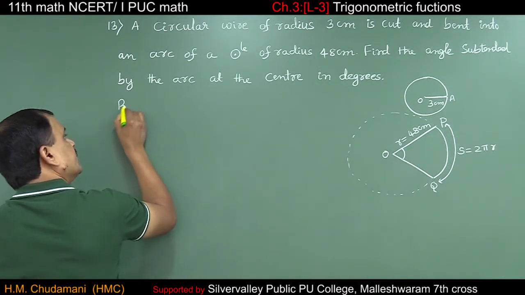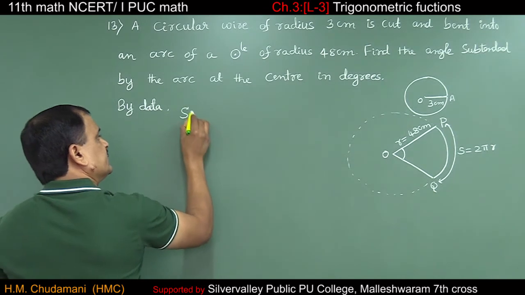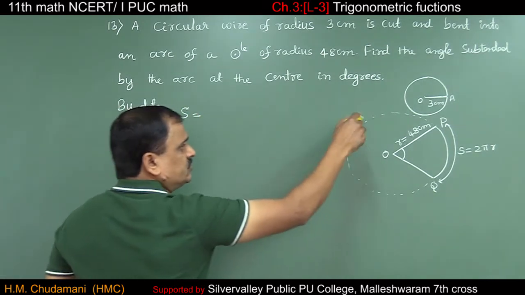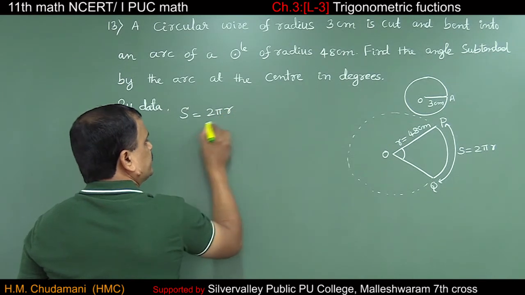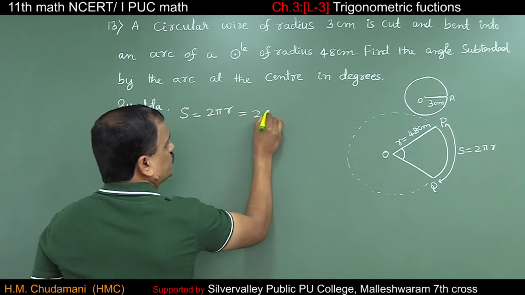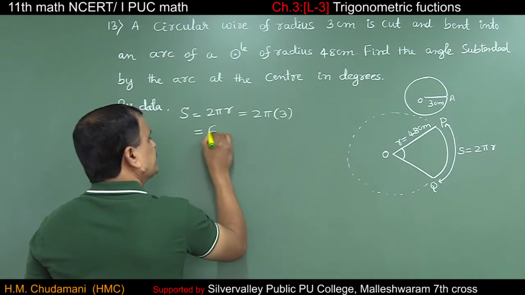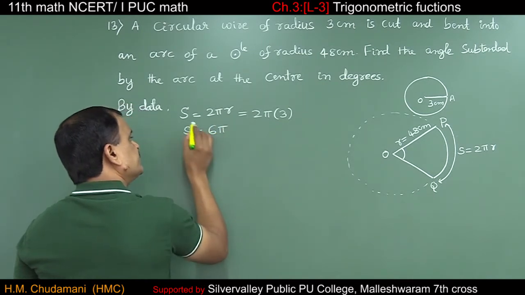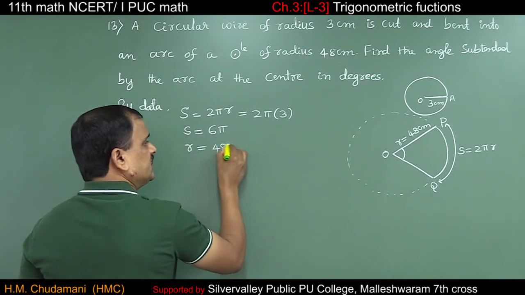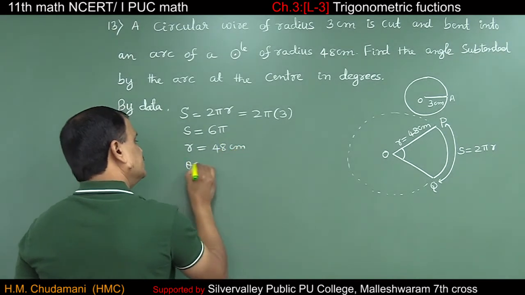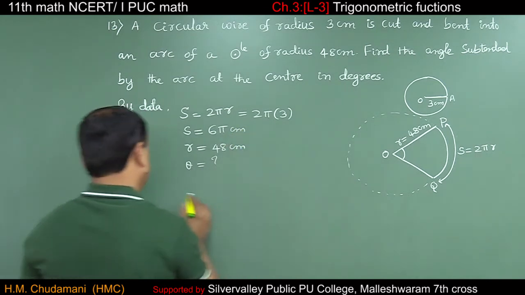So by data, S is the arc length, which earlier is the circumference 2 pi r. With r equal to 3, that is 6 pi. S is equal to 6 pi, and the radius is 48 centimeter, theta is the question mark. This is also in centimeter.